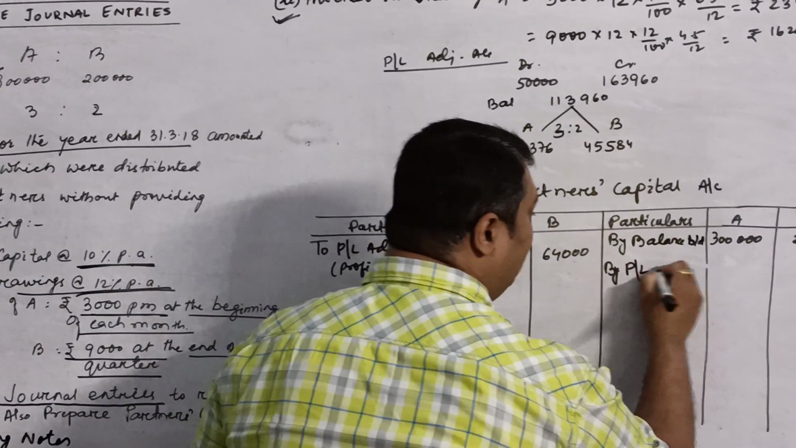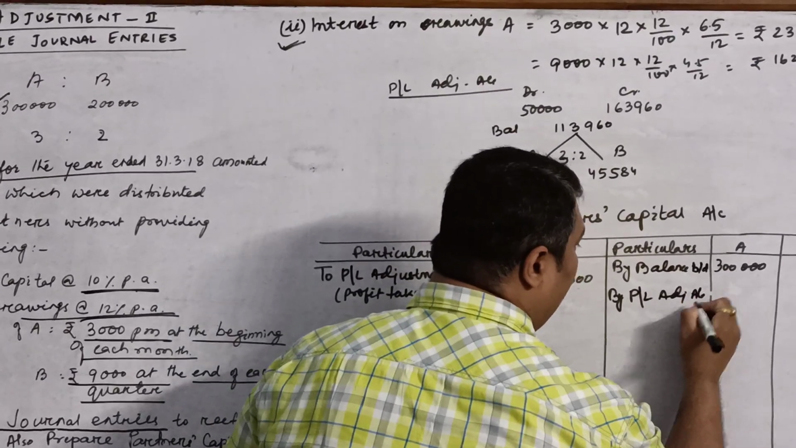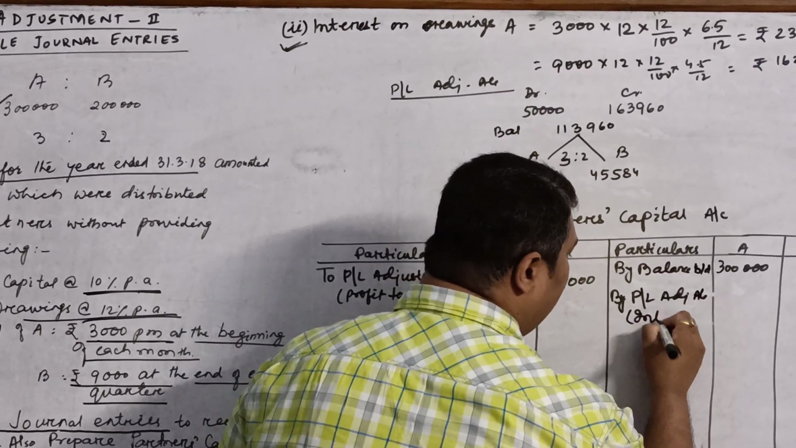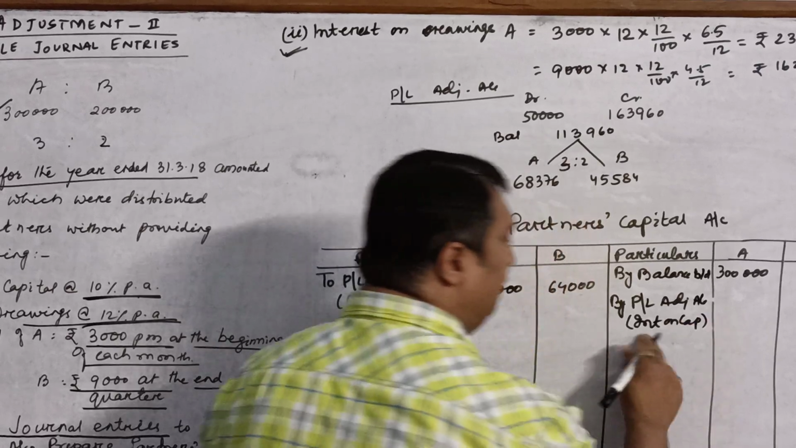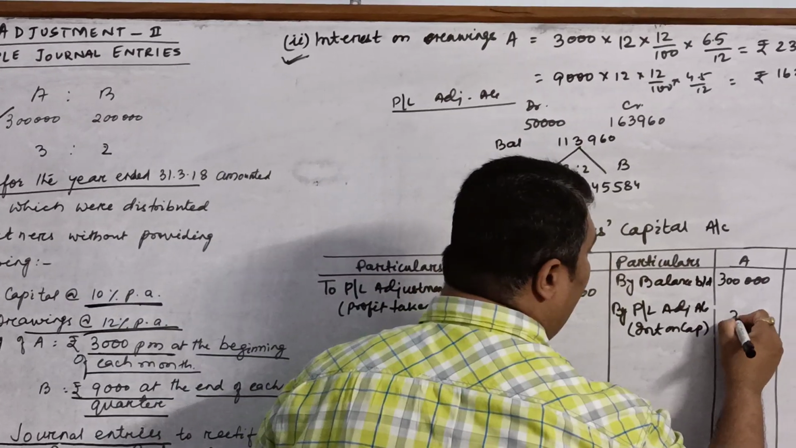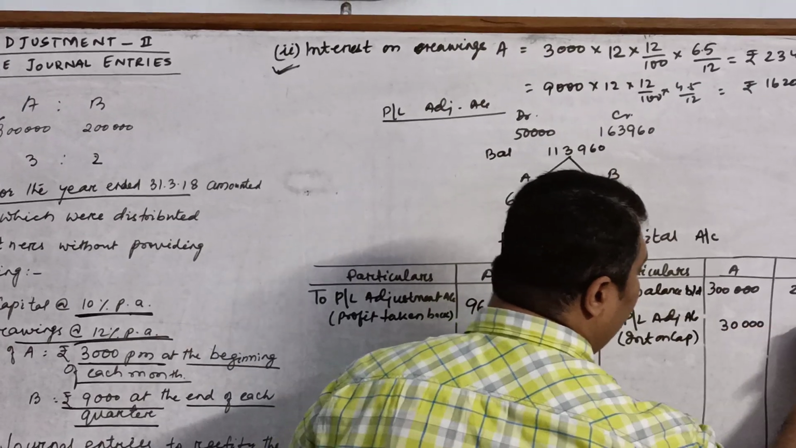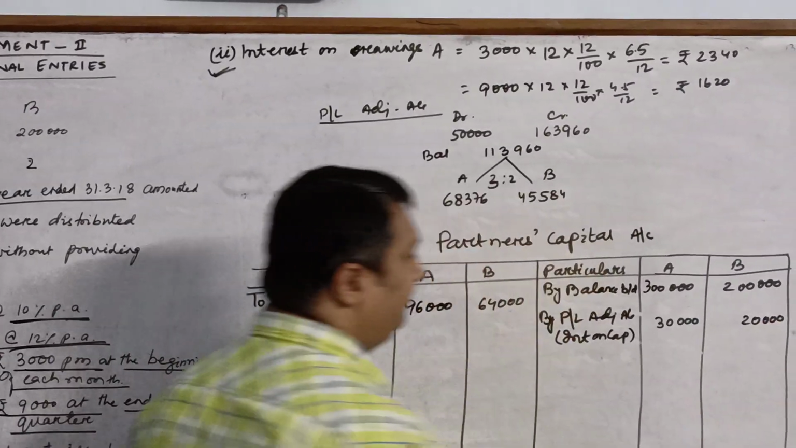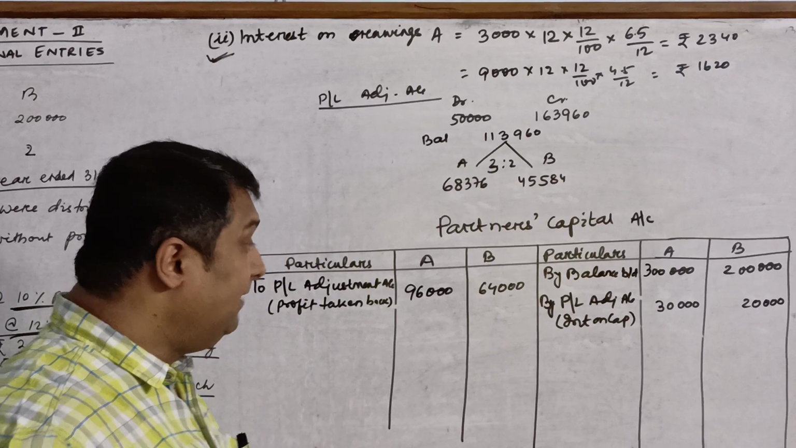So here we will write the words PL adjustment account. In the bracket, if you want, you can mention that this is the amount for interest on capital. How much was the interest on capital? The amount of interest on capital was 30,000 and 20,000. What was the next thing?